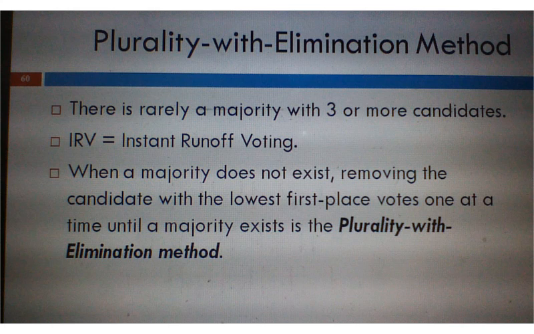Instant runoff voting, so that's what happens when somebody gets eliminated and their votes are going to go to someone else who's moving up in the ballot. So if we're looking for a majority candidate, if one does not exist, we're going to remove the candidate with the lowest amount of first place votes until we can get a majority candidate. And that's what the plurality with elimination method is called. We might have to do this a couple times within one problem.